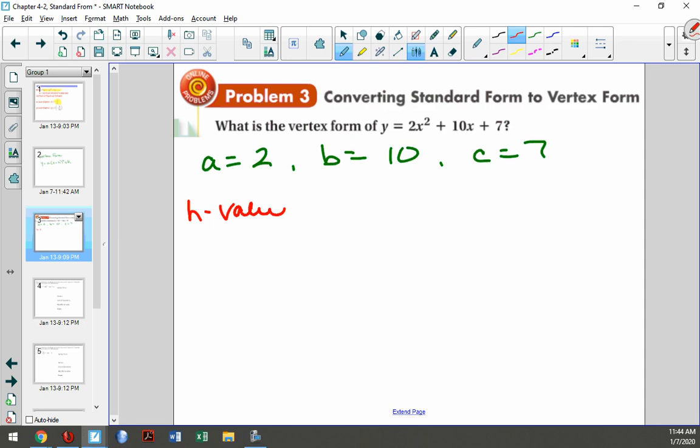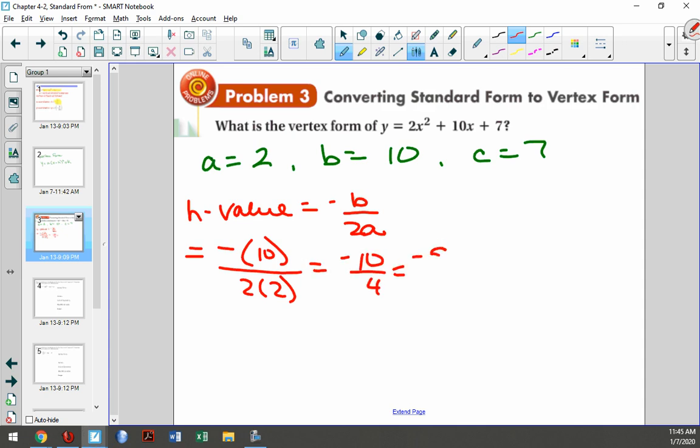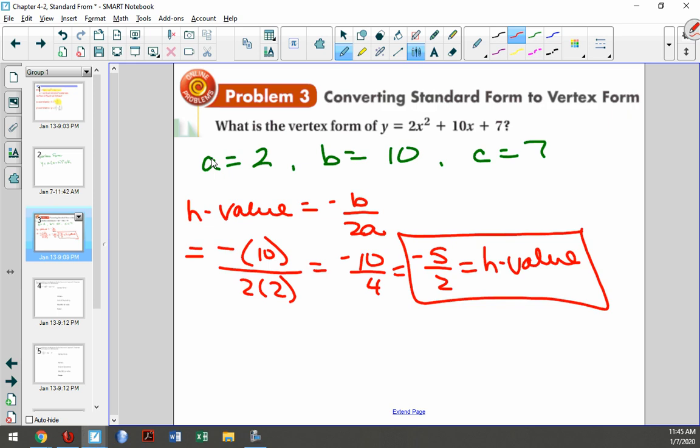So the next thing I want to do is find my h value. My h value is found by doing negative b over 2a. So that means I'm going to have negative parenthesis 10 all over 2 parenthesis 2. Do we all understand that, yes or no? So this is going to give me negative 10 over 4, which reduces down to negative 5 over 2. This is your h value. Are we good on that so far? I need visual or verbal that we are all okay.